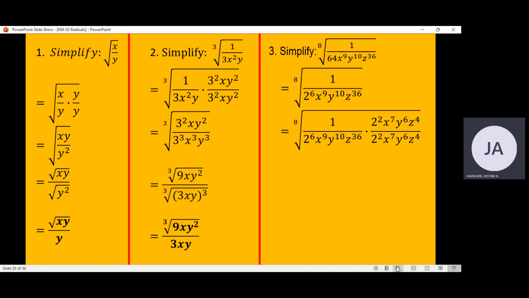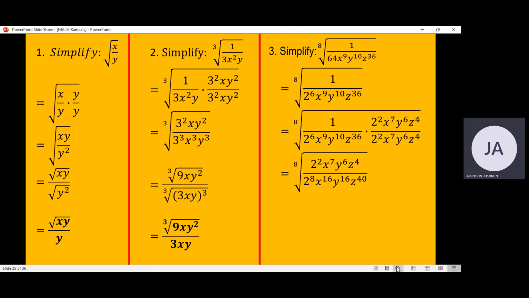But we need an eighth root, right? So we multiply by 2 squared. Then for x raised to 9, we need 7, for x raised to 7. For y raised to 10, we need 6, and for z raised to 36, we need 4. Simplifying that, we have 2 raised to 8, x raised to 16, y raised to 16, z raised to 40 for our denominator.